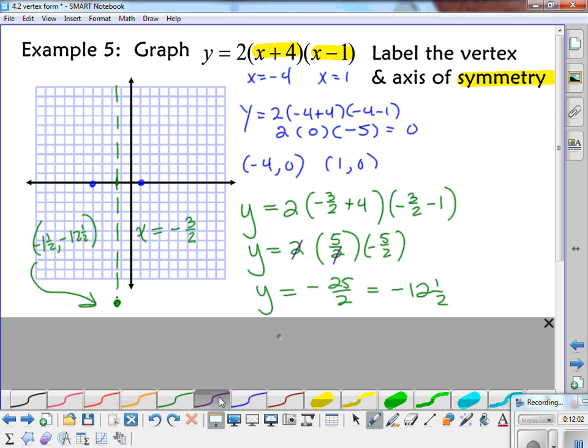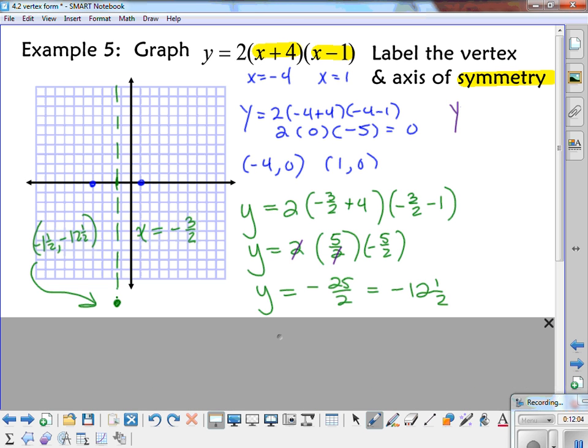Your y-intercept then would be y equals 2, and then 0 plus 4 would be 4. 0 minus 1 would be minus 1. And so your y-intercept ends up being negative 8. And so that would be right here. And then you could have the mirror image on the other side. And then you've got plenty of points now. You can draw your parabola.